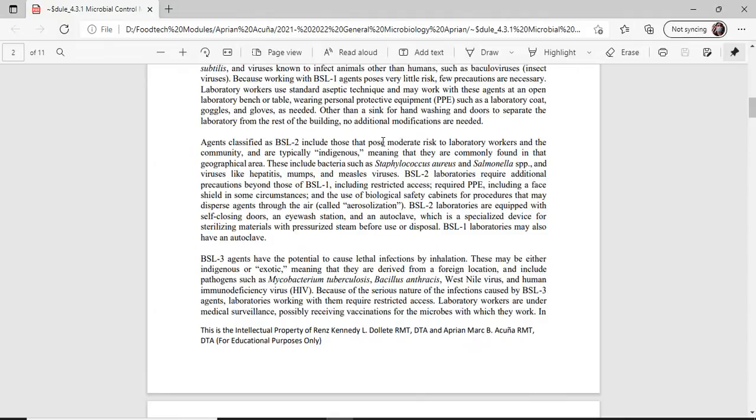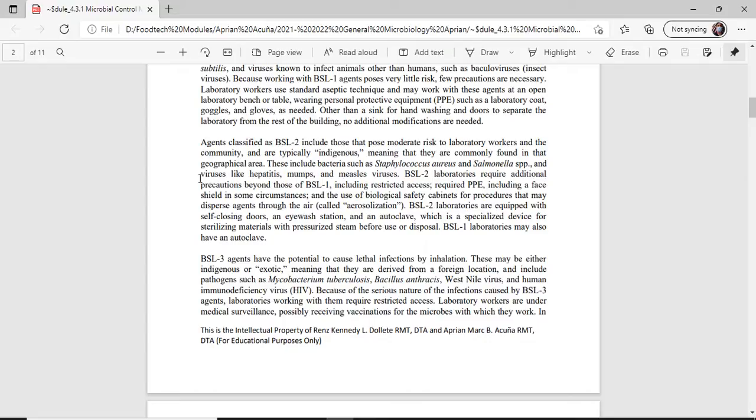Now for BSL 2, it includes agents that pose moderate risk to laboratory workers and to the community or surrounding area. They are typically indigenous, meaning that they are commonly found in a geographical area. This includes bacteria such as Staphylococcus aureus and Salmonella species. Okay, and viruses such as hepatitis, mumps, and also measles virus.